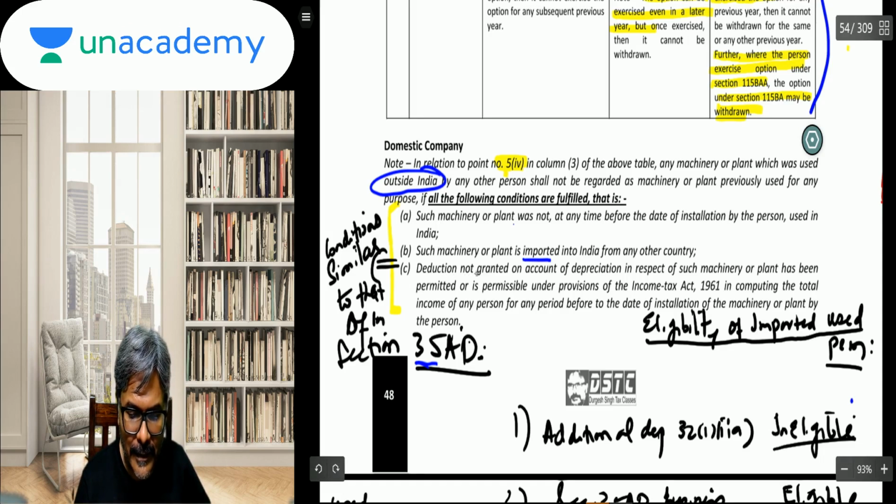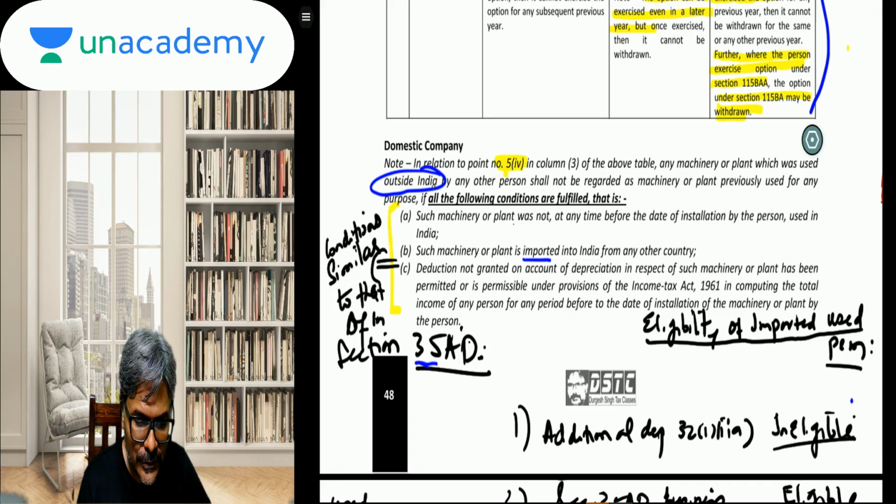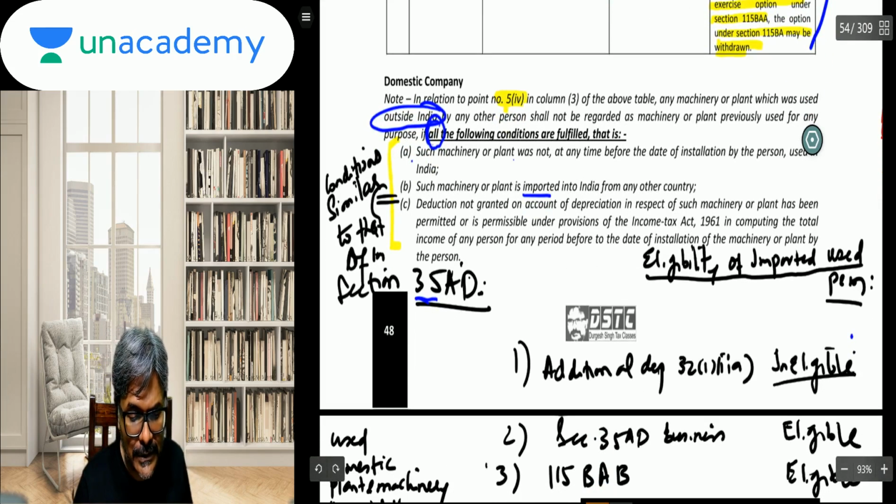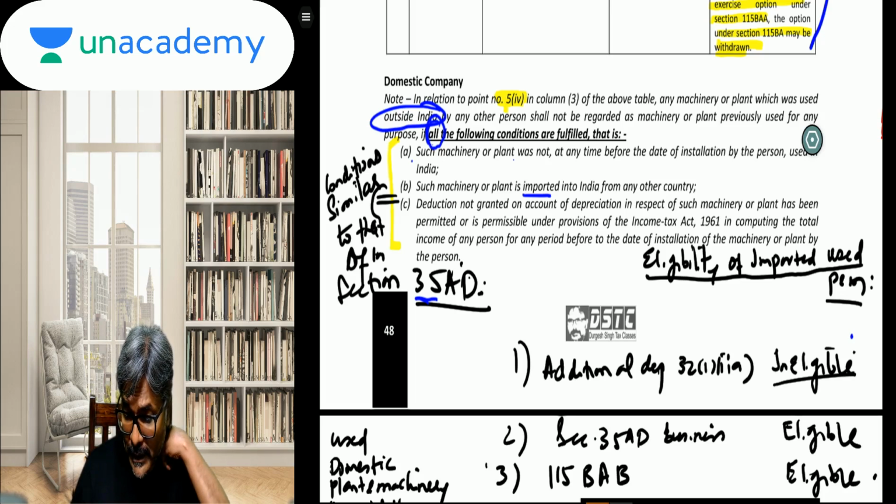And the next one is about, also please highlight, circle this word all. In this also circle this word all. The next point number C is deduction not granted on account of depreciation in respect of such machinery or plant has been permitted or is permissible under the provisions of Income Tax Act 1961 in computing the total income of any person for any period before the date of installation of the machinery or plant by the person.